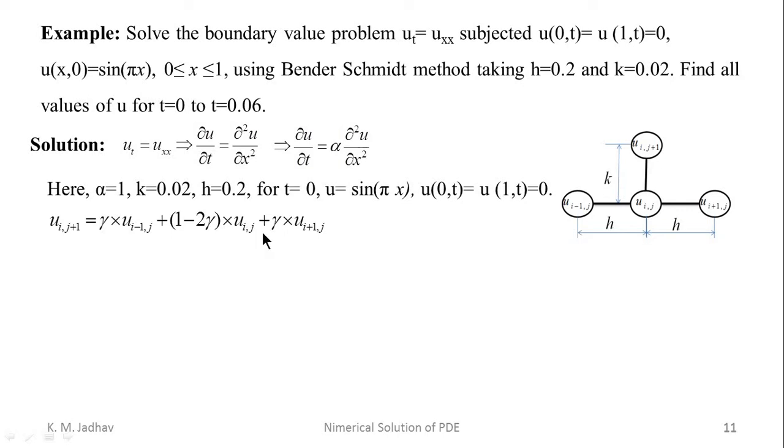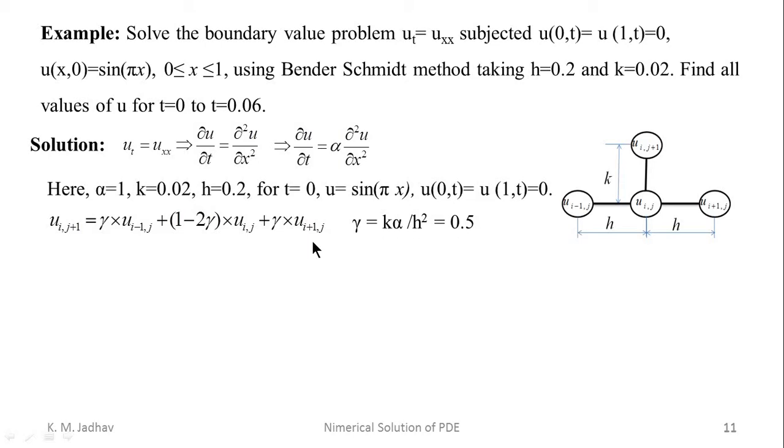This is the formula for the one-dimensional heat conduction equation using explicit method. Here gamma is equal to k into alpha divided by h square. If we put alpha equal to 1, k equal to 0.02 and h equal to 0.2, then we will get gamma is equal to 0.5.